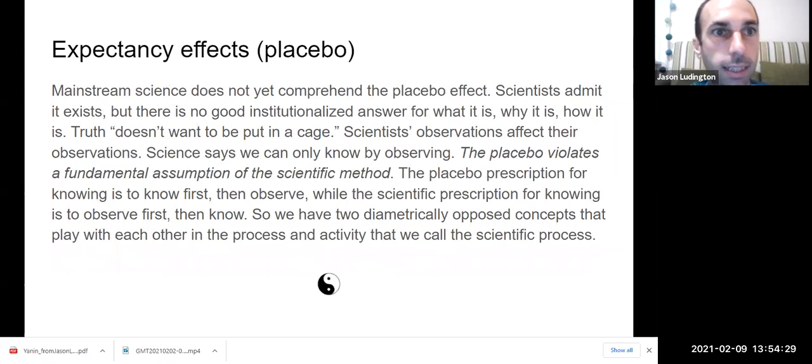Expectancy effects. The placebo effect. Mainstream science does not yet comprehend the placebo effect. Scientists admit that it exists, but there is no good institutionalized answer for what it is, why it is, or how it is. So this placebo effect is this mysterious thing that tends to get in the way of our finely tuned and finely controlled experimental studies. Truth doesn't want to be put in a cage is one way to describe what's going on. Scientists' observations affect their observations.